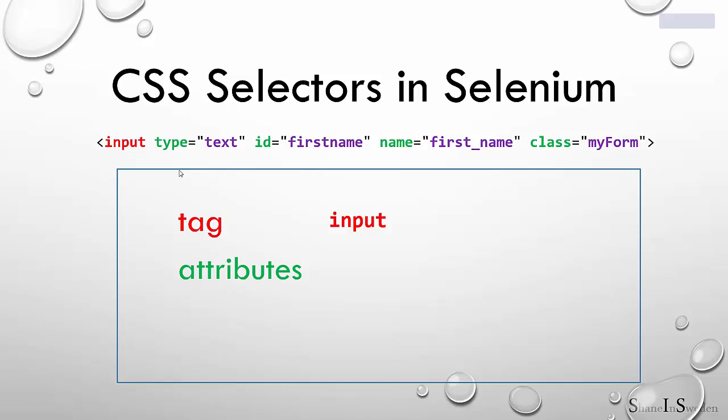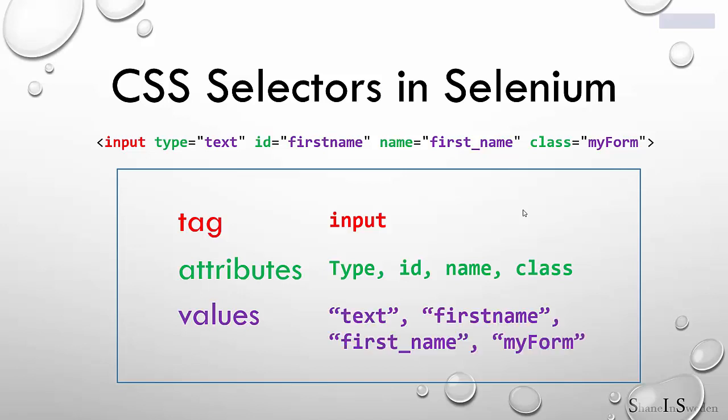And then an HTML element will have attributes. Here we've got 4 different types of attributes: we've got type, we've got ID, we've got name, and we've got a class. And then these attributes have values. So the value of the text, or first name, or first underscore name, or my form. And in Selenium we can use CSS selectors to actually identify elements in our HTML from these different types.